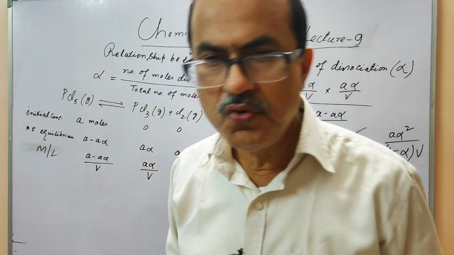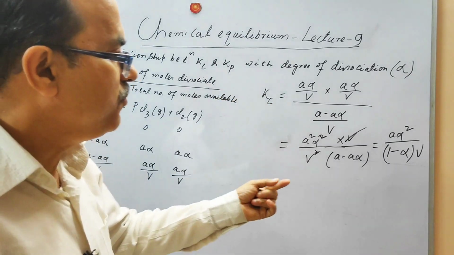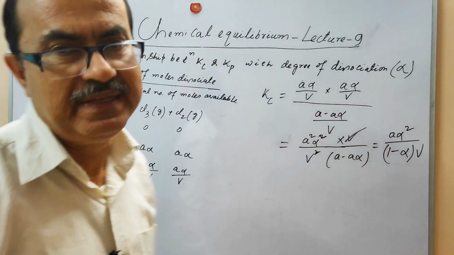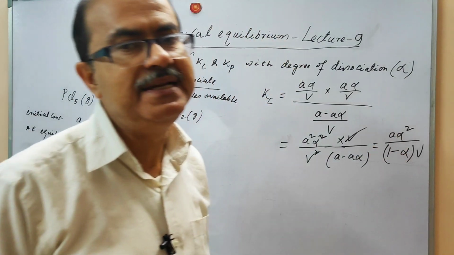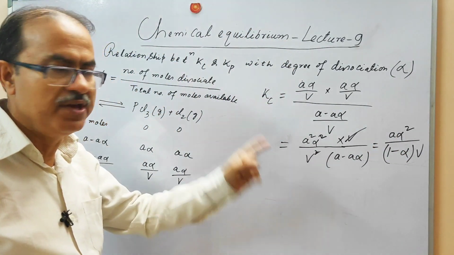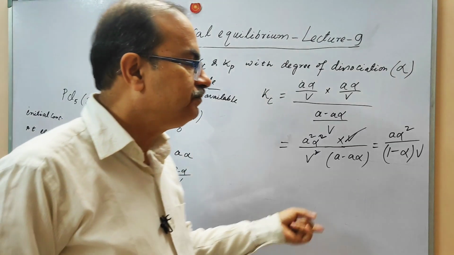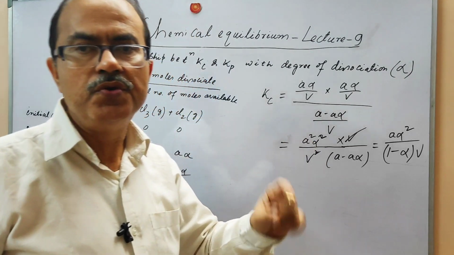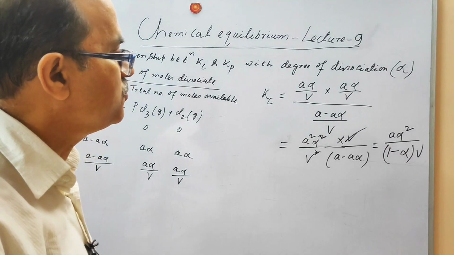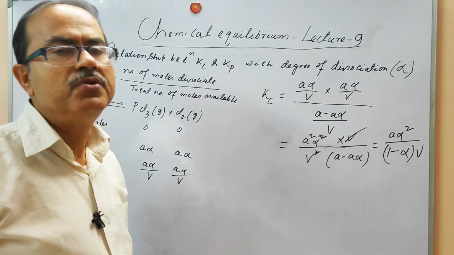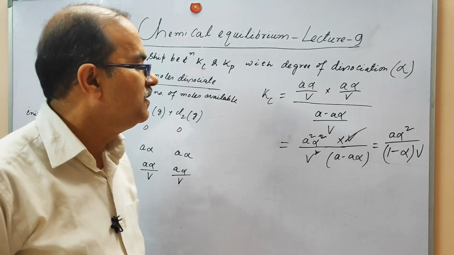So if we know the equilibrium constant and we know the initial moles taken, from that we can find out the degree of dissociation, and that is a very important relationship, and this will be very helpful when we are studying the acid base dissociation constant, right? At that time also we have to use this formula.